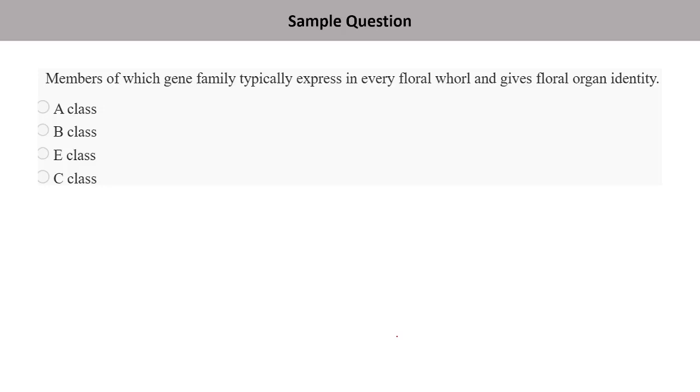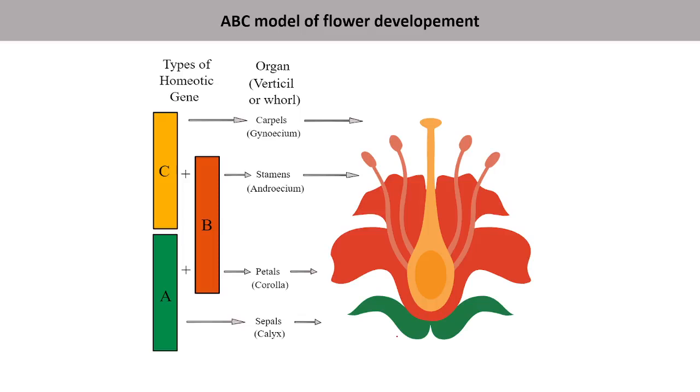Okay, so now let's try to understand this. Understanding the floral whorl and the genes responsible for development of the floral organs is called the ABC model of flower development. Now, let's try to understand this ABC model. Basically, we have three genes, and these three genes have their particular gene names, but to make it easy to understand, let's just name them A, B, and C gene.